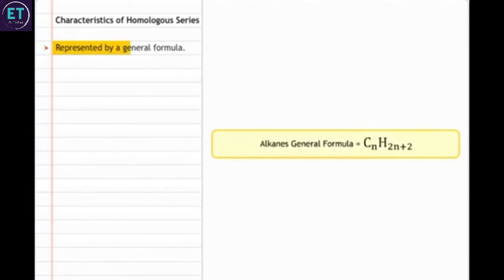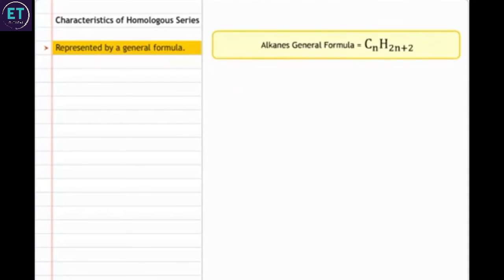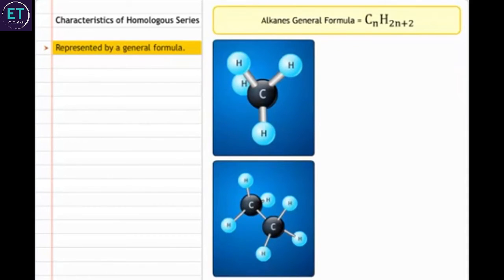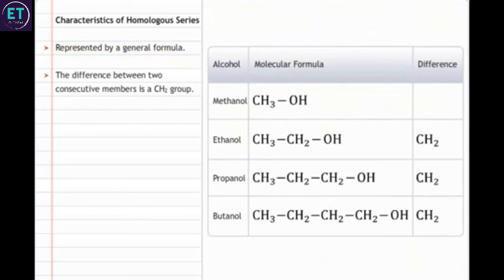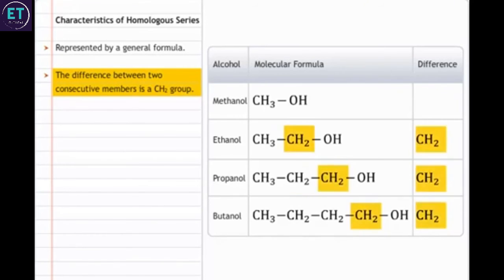Let's now analyze the characteristics of a homologous series. A general formula is used to represent a homologous series. For example, alkanes can be represented by a general formula CnH2n+2. In any homologous series, the difference between 2 consecutive members is a CH2 group. For example, in the family of alcohols, the consecutive members differ from each other by a CH2 group.